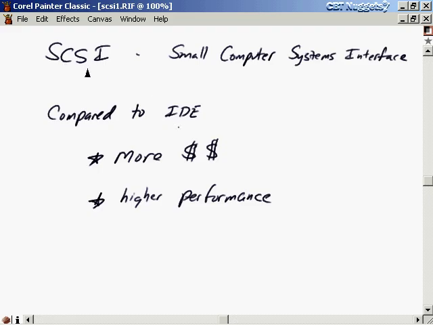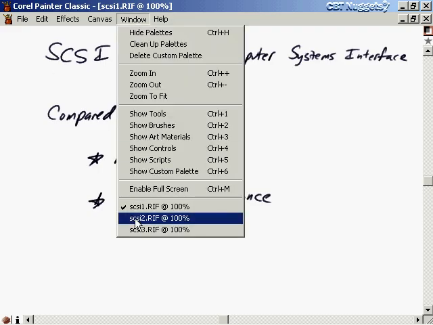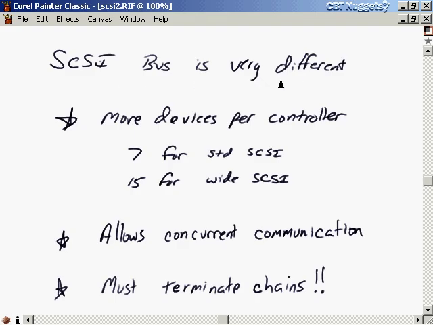The thing that differentiates SCSI disks from IDE disks mostly is that the SCSI bus is very different. The SCSI controllers allow more devices per controller than the IDE controllers did. We saw the IDE controllers only allowed 2 IDE devices per controller, and for SCSI that number is 7 for standard SCSI and 15 devices per controller for wide SCSI. So that's quite a bit more. And not only does the SCSI bus allow more devices per controller, but it also allows concurrent communication.